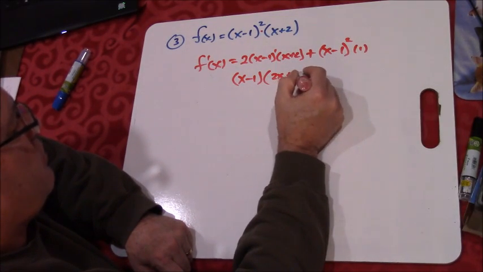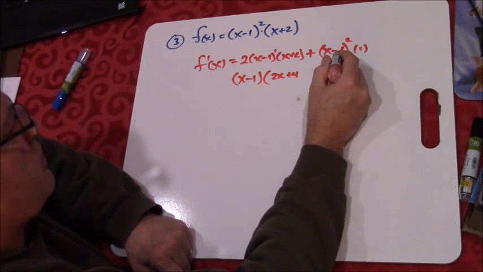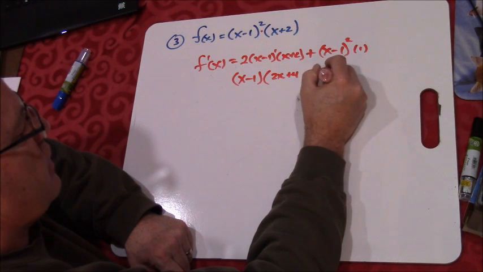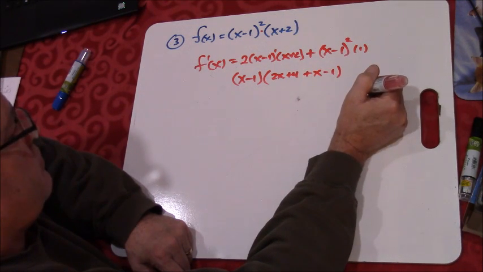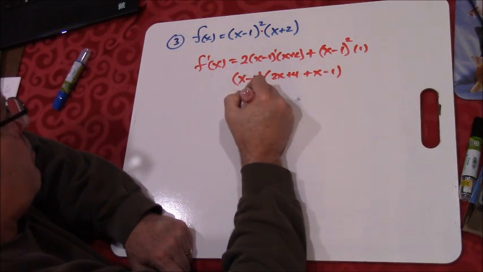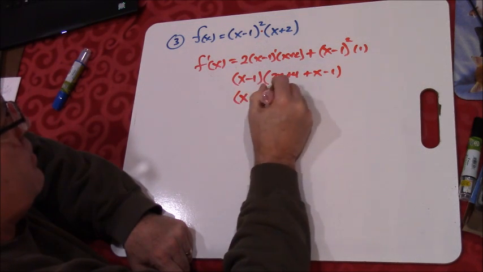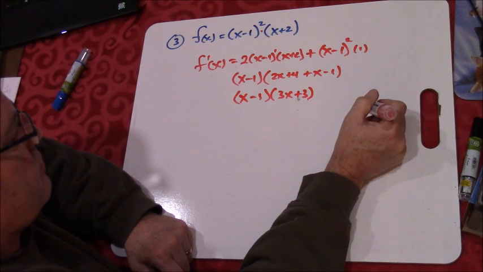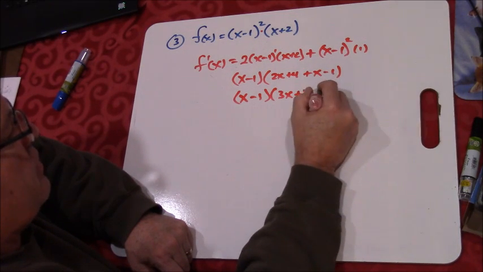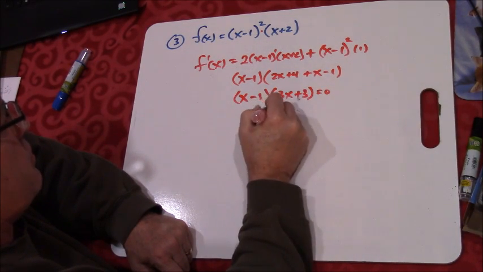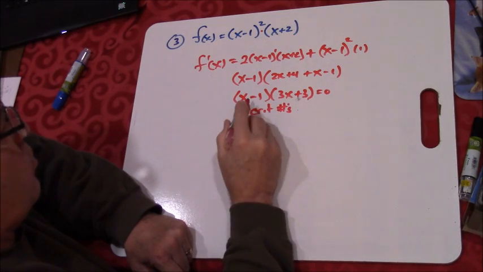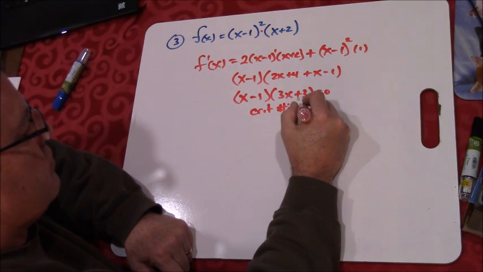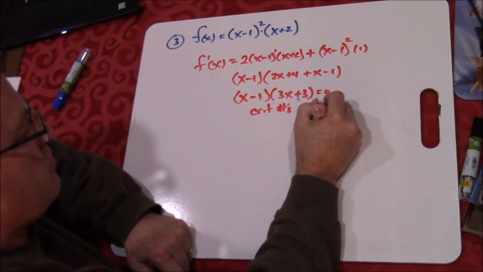So I got 2x plus 4. And then when I take x minus 1 out of here, I take 1 out, I'm still left with 1. So x minus 1. And then if I add my like terms together, I would get x minus 1 times 3x plus 3. And so when I set that equal to 0, my critical numbers are 1 and negative 3 over 3, which would be a negative 1. So x equals plus or minus 1.